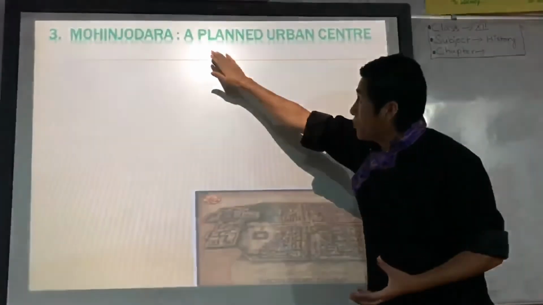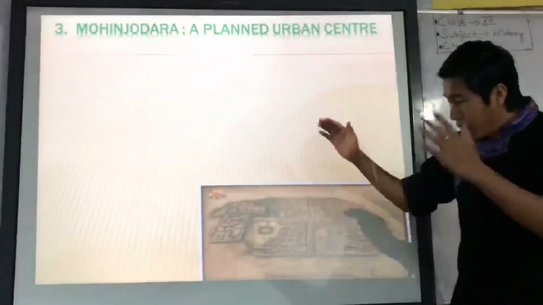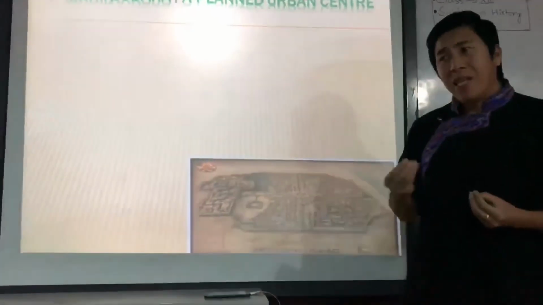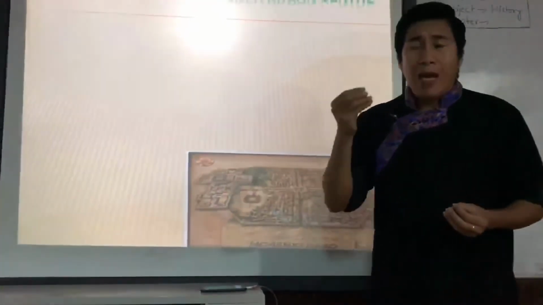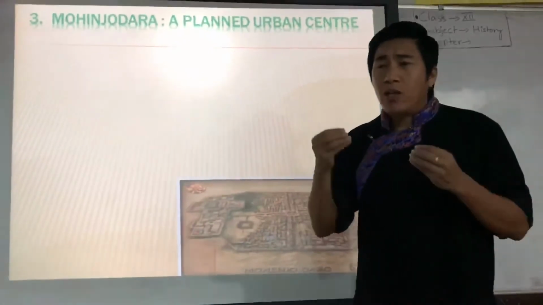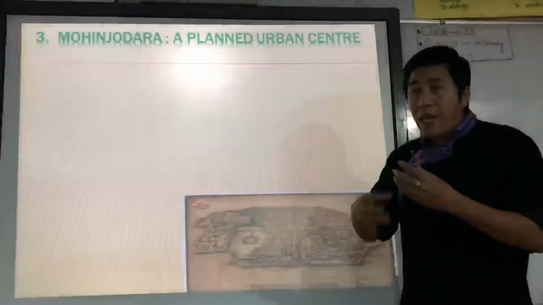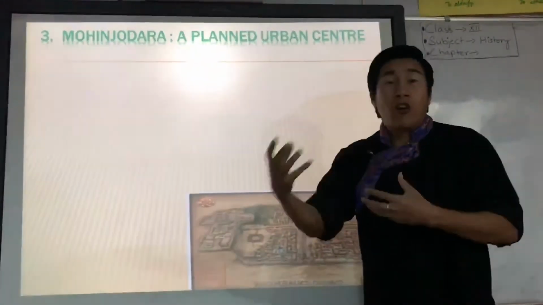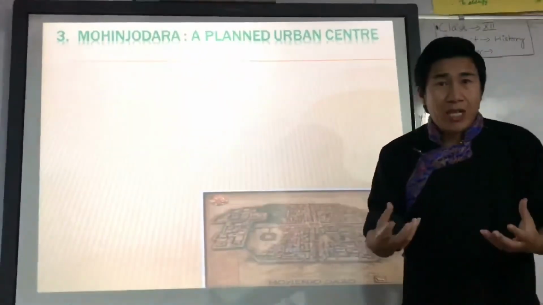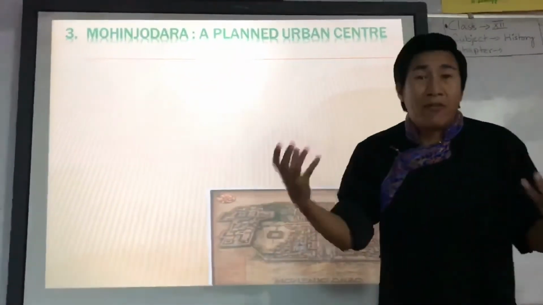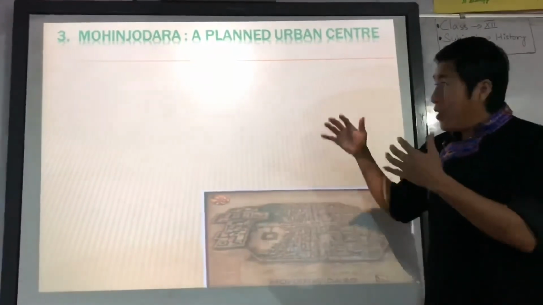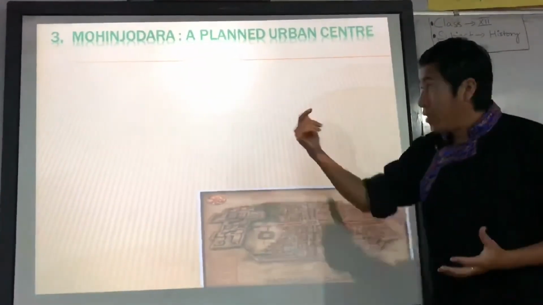Now, the plan of Mohenjo-daro is how they planned it. I think the Indus Valley people had very good knowledge about architecture, and they had very good knowledge about cartography. So that's why they planned this city in a very beautiful way.